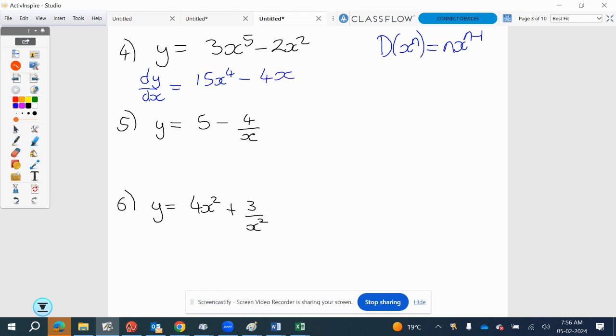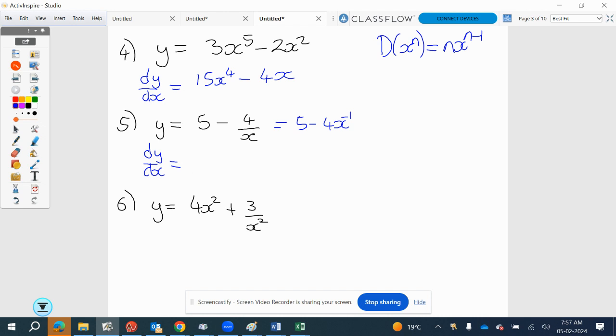So this second one, we need to rewrite it into index form. When the term in the denominator moves up, the exponent becomes negative. So the derivative of y with respect to x, this one is going to be what? Not quite. The 5, if you notice, has no x in it. So this is a constant term, and when you differentiate a constant term, it disappears.